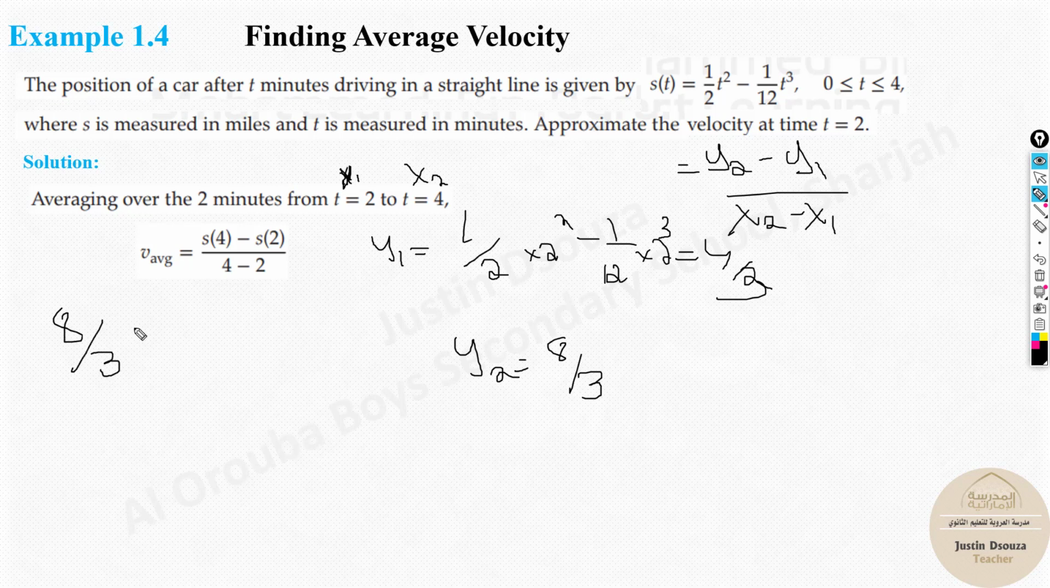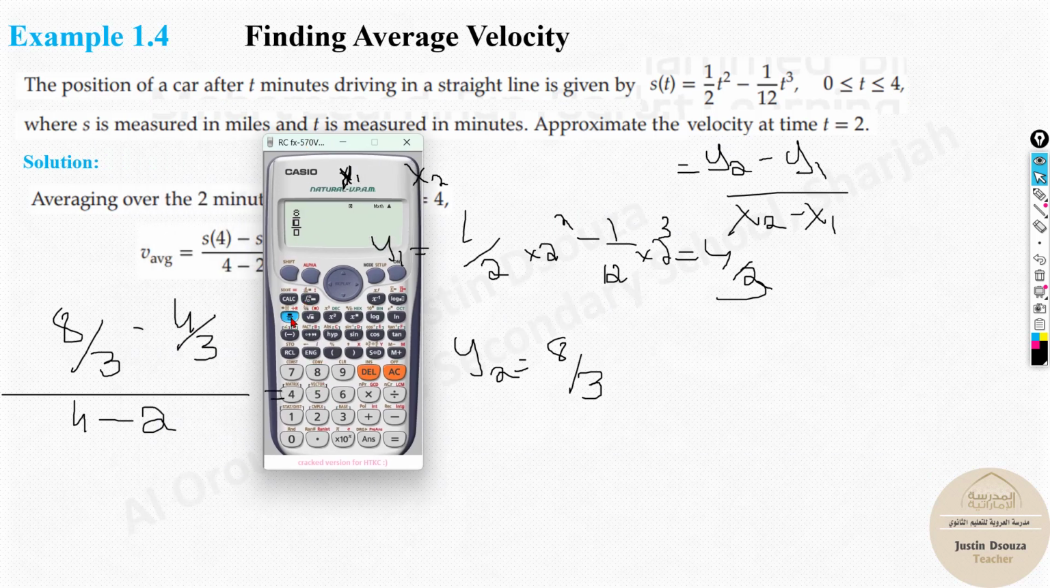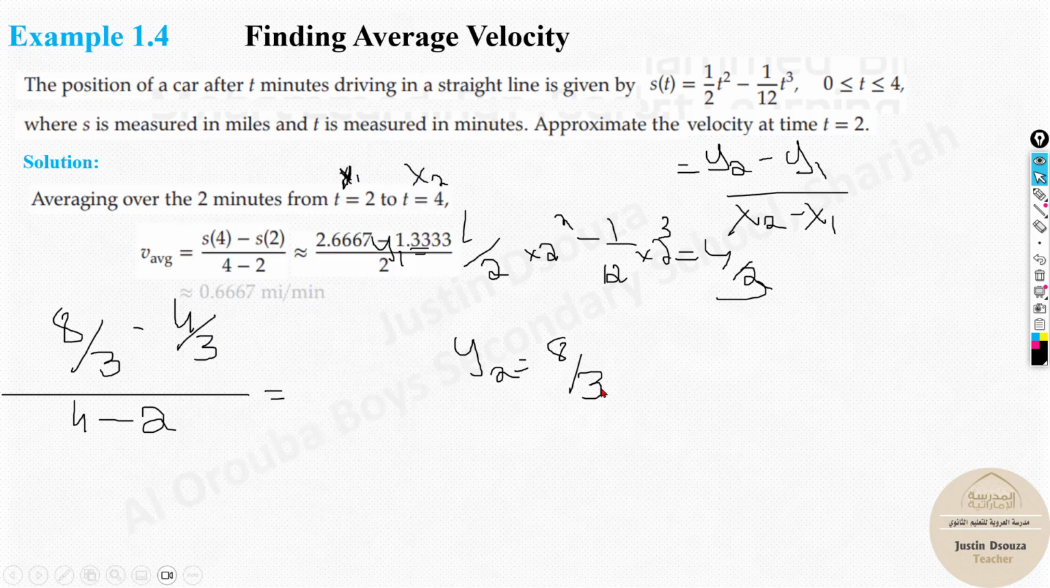y2 is 8 by 3 minus y1 is 4 by 3, divided by 4 minus 2. What is the answer? Just put everything in the calculator. It's going to be 8 divided by 3 minus 4 by 3, divided by 4 minus 2 is 2. The answer is 2/3, or 0.667. That is it. I hope this is clear. All you're doing, just like the previous problems we saw, the first 3 problems, is the same, but it's just that we are dealing with velocity here.